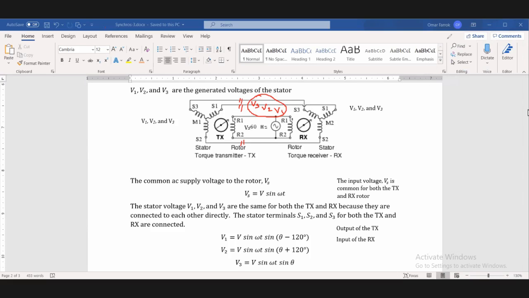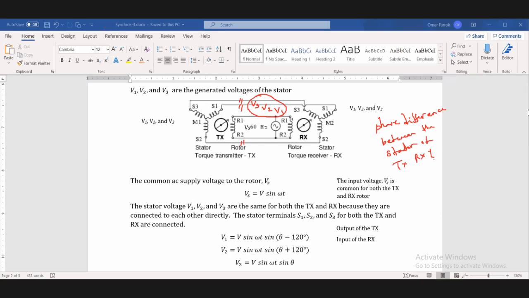Now the question arises: what is the phase difference between the stators of TX and RX? This is the question actually, before we have to explain what is going to happen.